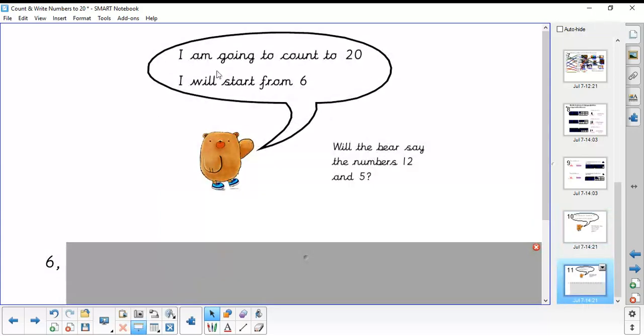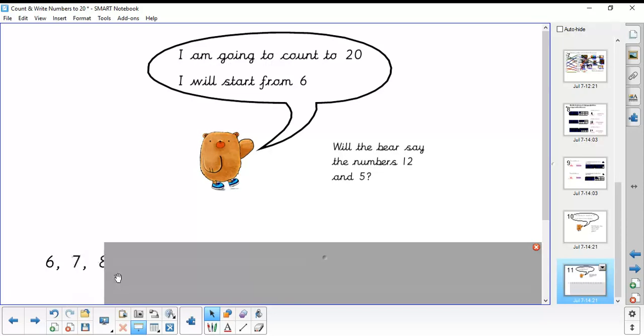Let's have a go at this one. I'm going to count to 20. I'm going to start from 6. Will the bear say the numbers 12 and 5? You might already know the answer, but if not, write out the numbers starting at 1 up to 20, and let's have a quick look.